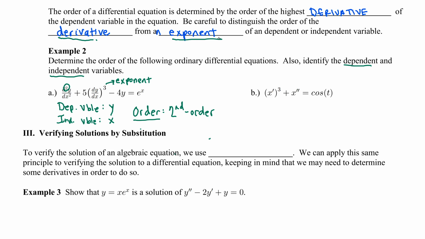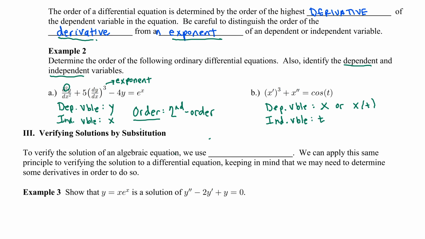Let's look at example B. We have x prime cubed plus x double prime equals cosine of t. What is the dependent variable in this equation? Did you recognize it as x? Or if we wanted to write it in function notation, we could call it x of t. How do we know that? Because the primes are applied to the dependent variable. That leaves the other variable for the independent variable, which is t.